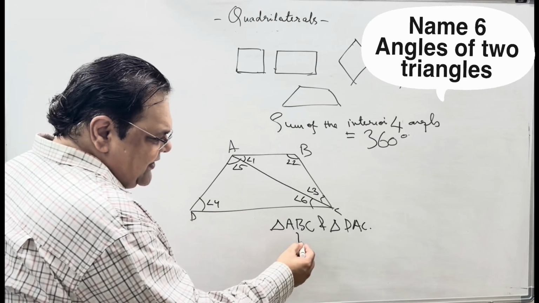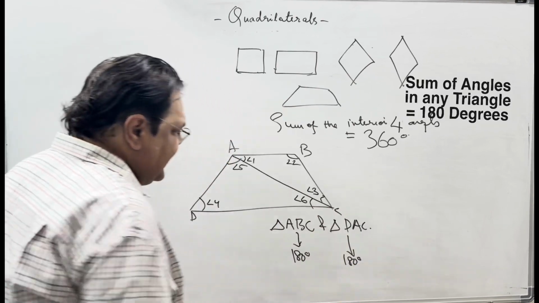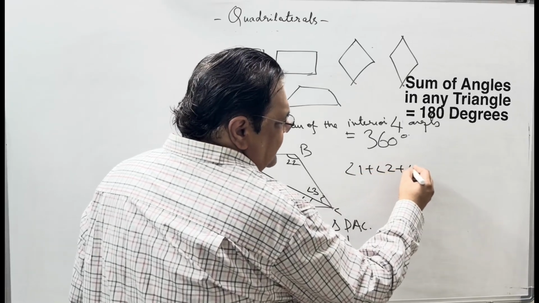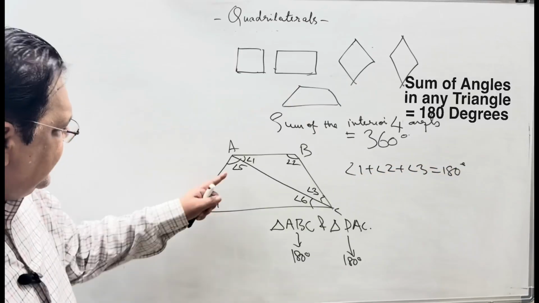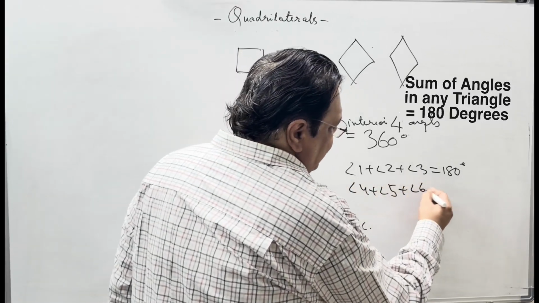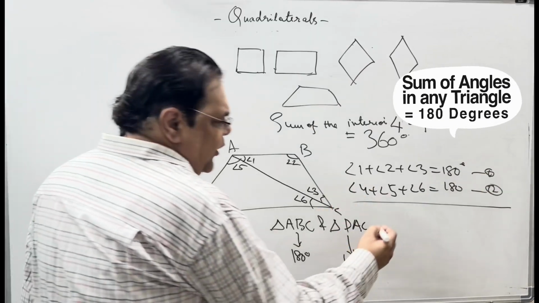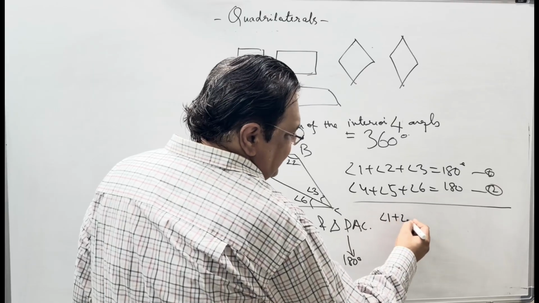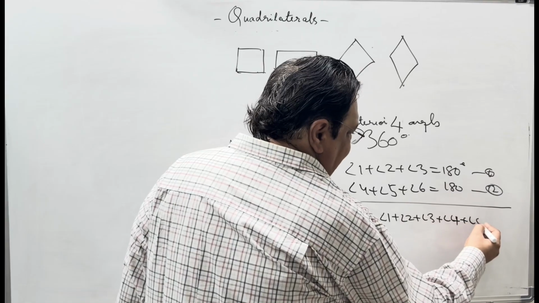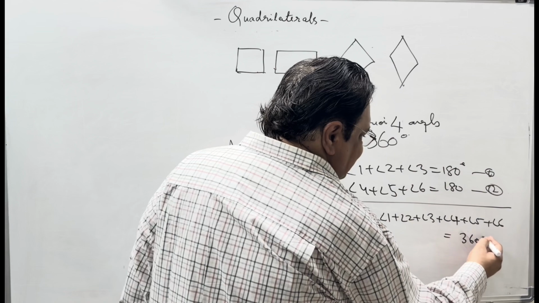Sum of the angles in a triangle is 180 degrees. Sum of the angles in a triangle is 180 degrees. So when we add angle 1 plus 2 plus 3, we should get 180 degrees. So when you add all the angles, that is angle 4, 5, 6, you get 180 degrees. You add the two, what you get? Angle 1 plus angle 2 plus angle 3 plus angle 4 plus angle 5 plus angle 6 is equal to 180 plus 180, that is 360 degrees.